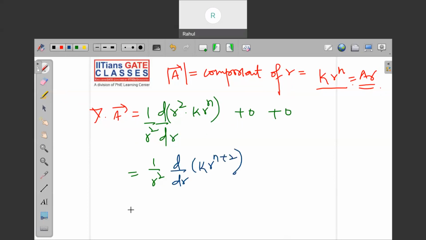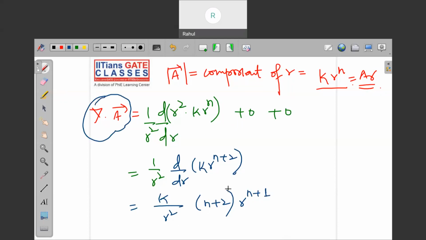Now you can take common k r square, and this will be n plus 2, okay, n plus 2 times r to the power n plus 1, right? This is n plus 2 minus 1, this is n plus 1, right? So this will be equal to 0 when n plus 2 is going to be 0. R cannot be equal to 0, remember. So this n plus 2 will be equal to 0, right? So keep this in mind.